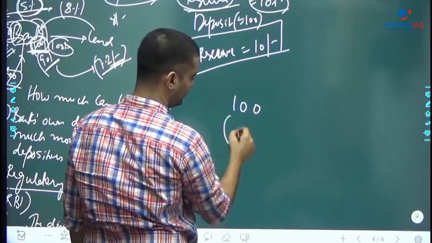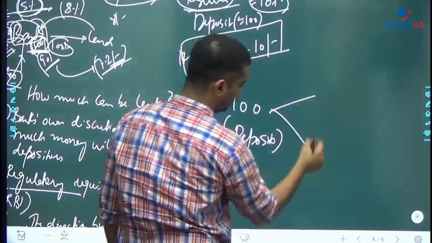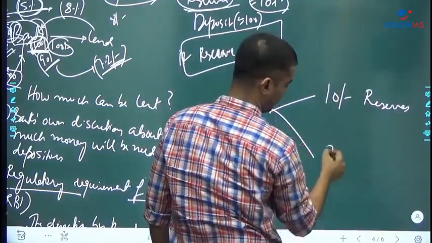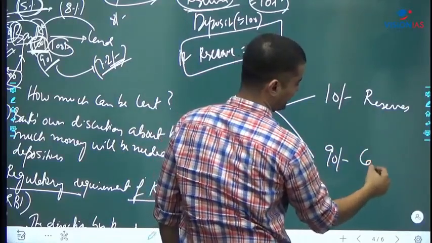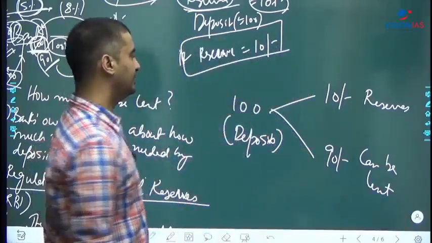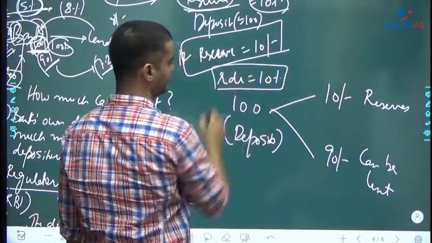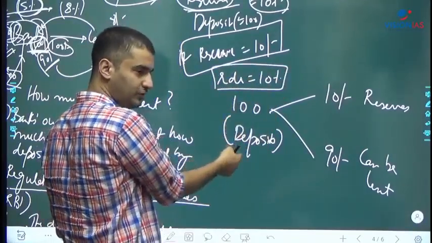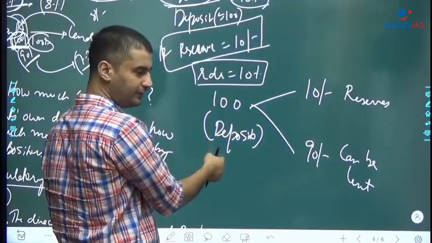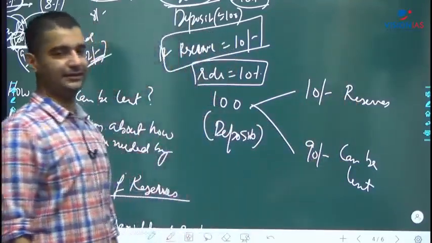100 rupees deposit, write down 10 rupees as reserves, 90 rupees can be lent. RDR is equal to 10%, meaning 100 rupees of deposits, 10 rupees of reserve, 90 rupees can be lent. Write it down the way in which I have written.